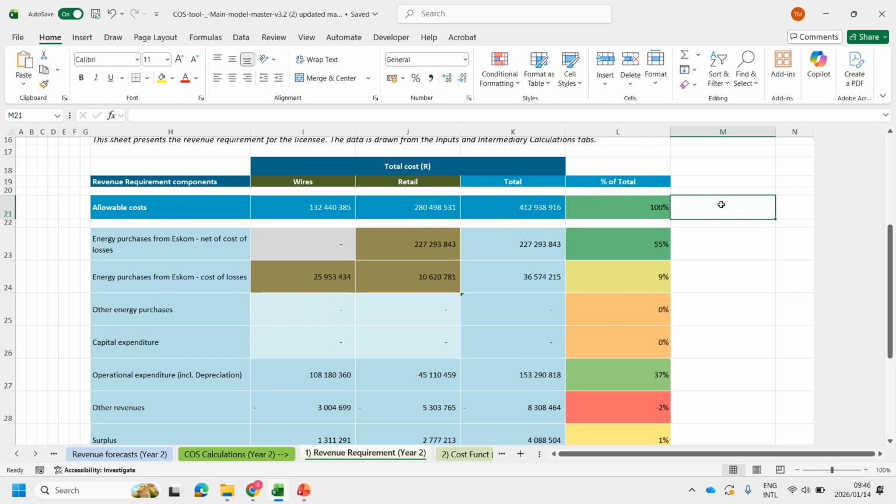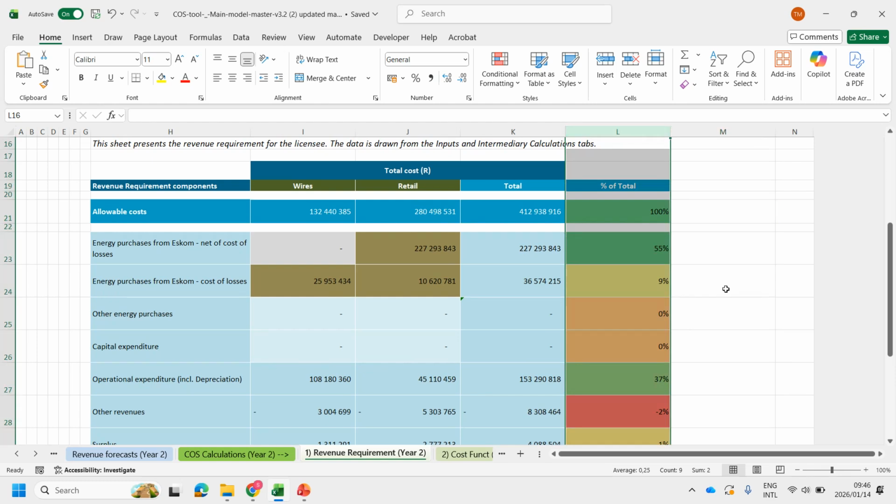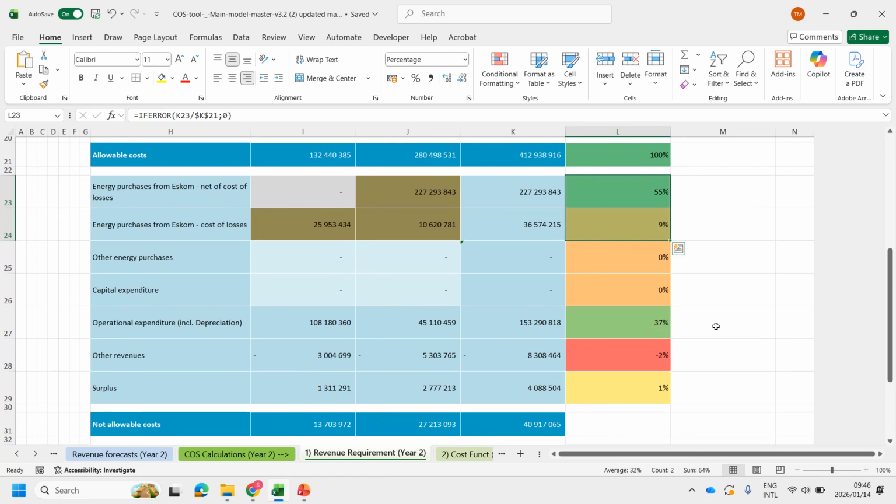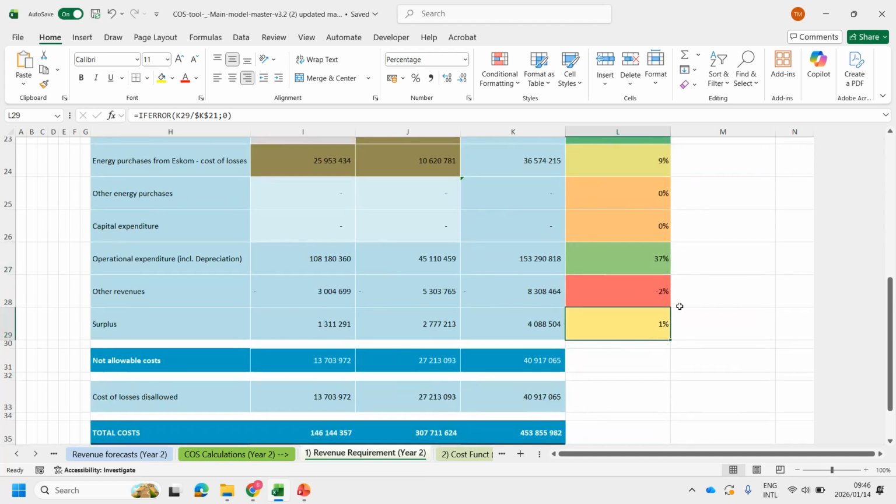So the way in which we try to see if we are in compliance with what the framework says is by looking at the percentages in column L. For example, in my example, I can see that I'm spending about 64% of my money in buying electricity from Eskom, about 37% of my costs in operational expenses, but only 1% is surplus. So this means that in my methodology inputs sheet, I did not allocate my surplus properly.